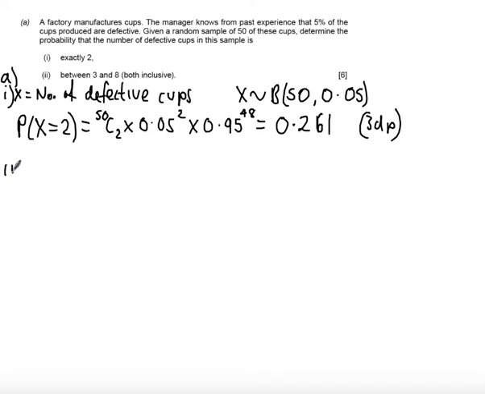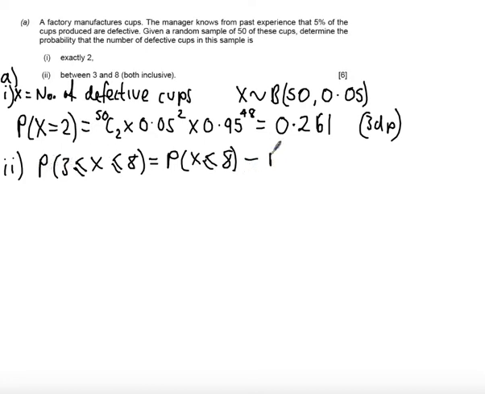Okay, part 2 says to find the probability that there is between 3 and 8 defective cups inclusive. So we're saying probability 3 is less than or equal to x is less than or equal to 8. Now the way we calculate this is I need to calculate the probability of having up to 8 cups defective, but then I don't want the probability of it being 0, 1 and 2 cups defective, so I'm going to subtract probability of x less than or equal to 2 from this. So let's have a look at this and take these readings from the table.